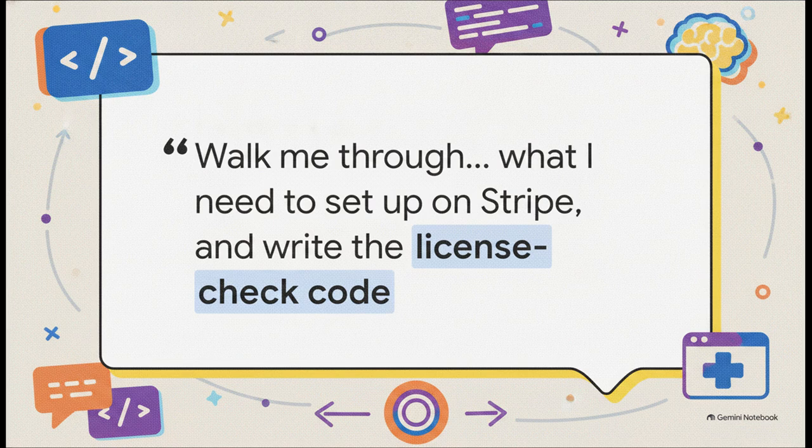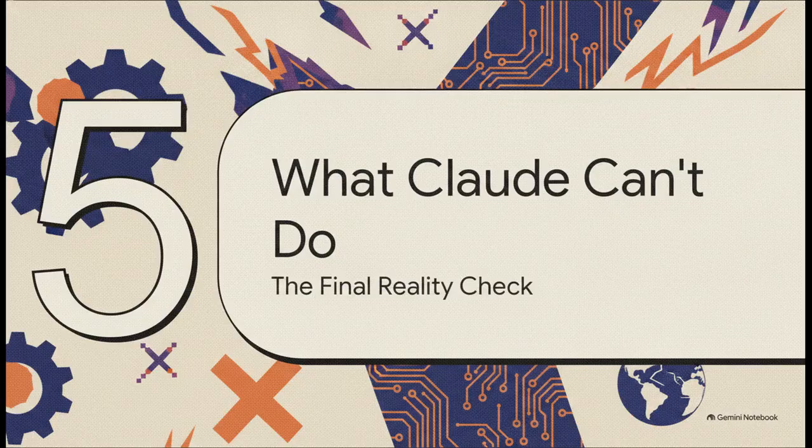You just ask Claude to walk you through the Stripe setup step by step, and crucially, ask it to write the specific license check code that's going to sit inside your extension to unlock those premium features only after a user has actually paid. All right, finally, let's head into Section 5, what Claude cannot do, the final reality check.